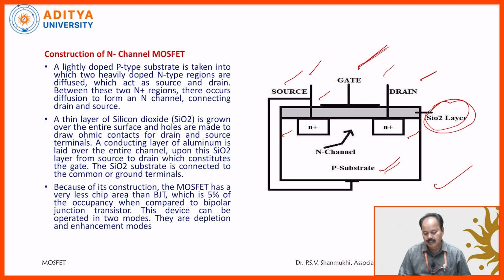Because of this construction, the area occupied by this n channel MOSFET is only 5% of that of the BJT. That's why in a chip so many of these MOSFETs can be constructed, so that the IC area will be reduced drastically. That is the advantage of going for these MOSFETs. Only 5% of the bipolar junction transistor area is occupied because of this kind of construction. This is the construction of n channel MOSFET.